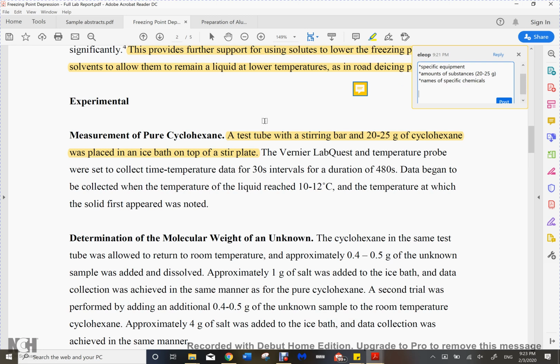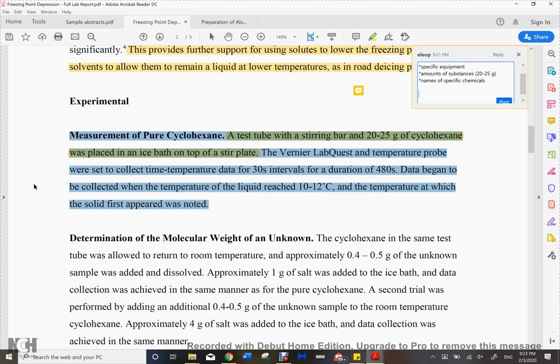So for example, where it says a test tube with a stirring bar is placed in an ice bath on top of a stir plate, a person with a general science background would know how to work the stir plate. They would know how high to turn the stirring bar on. They would know how to clamp the test tube to something to hold it still, all that good stuff. So that's why you don't have to include that in your experimental.